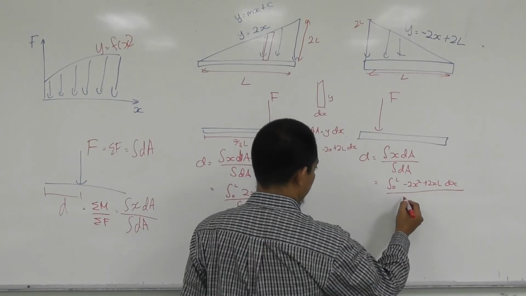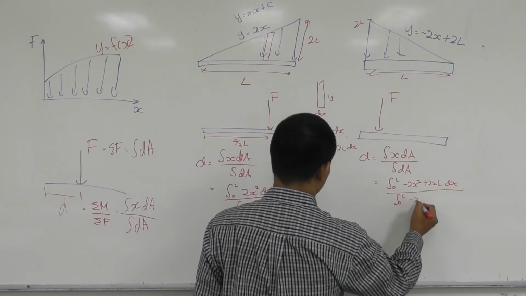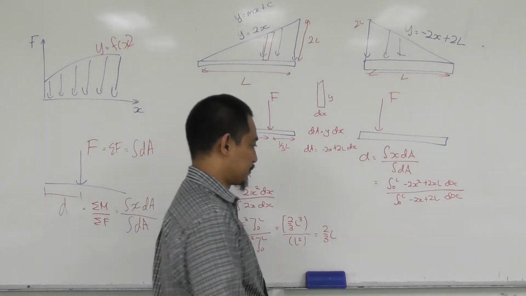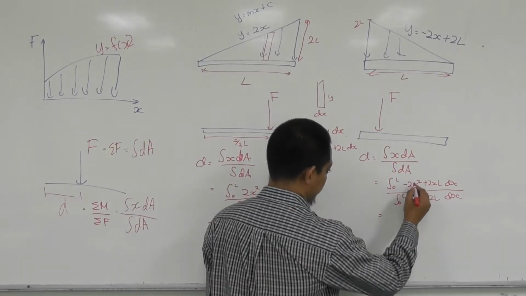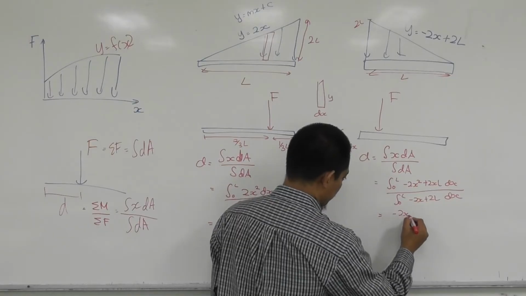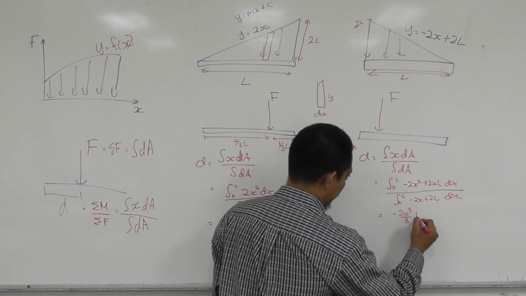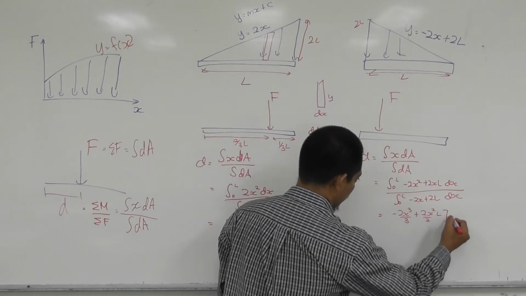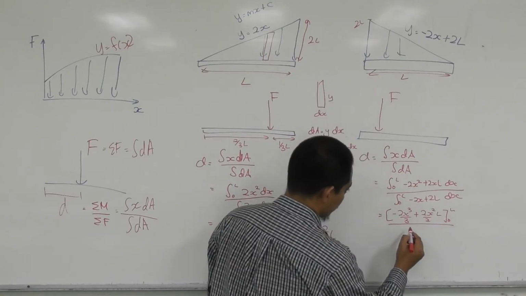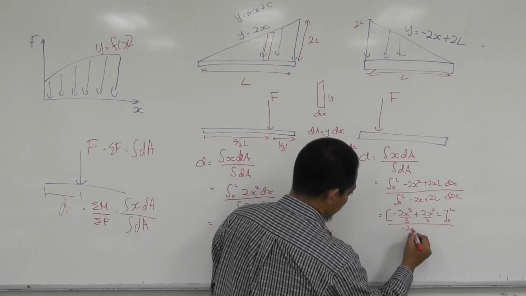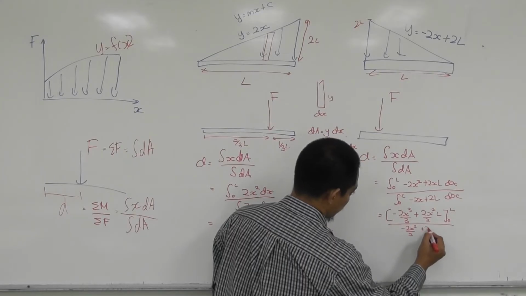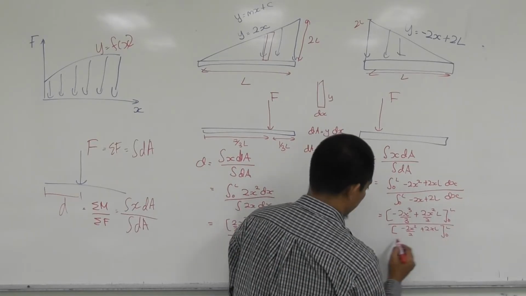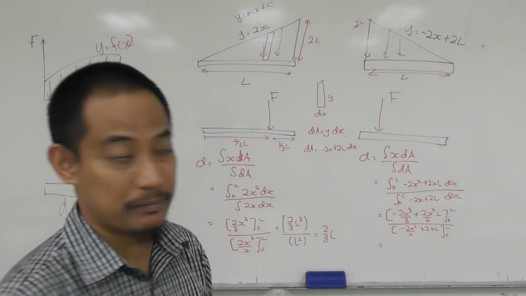On the downside here, we have the integral from 0 to L of (-2x plus 2L) dx. If you solve this integration, what you get is minus 2x cubed over 3 plus 2x squared over 2 times L, from 0 to L, over minus 2x squared over 2 plus 2xL, from 0 to L. And there is enough space in this frame.